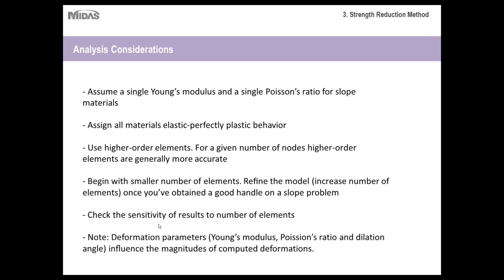And then another thing to note is that the deformation parameters, such as Young's modulus, the Poisson's ratio, and the dilation angle, influence the magnitudes of computed deformations. So for example, if you have deformations that seem erroneously high or low, typically it's directly related to the parameters that you entered for the Young's modulus, the Poisson's ratio, and the dilation angle. So it's good to go back and check those, just to make sure they have been entered correctly, or that they are within reasonable values.